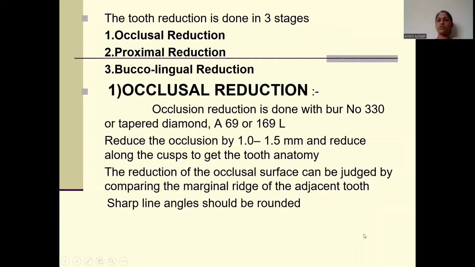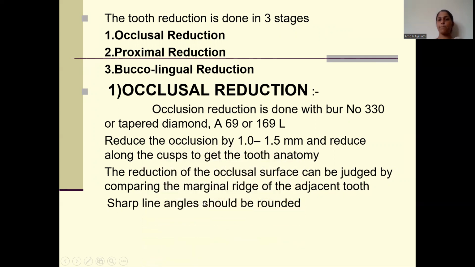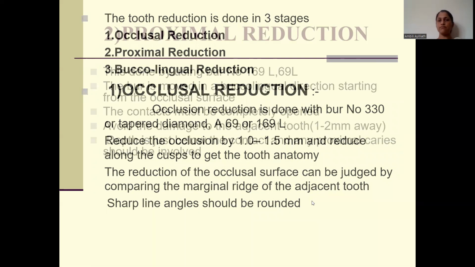Now, occlusal reduction is done with a burr number 330 or 169L burr. And usually the occlusal reduction, as you see in this picture, is 1 to 1.5 mm. We take the reference from the marginal ridge of the adjacent tooth. So it's usually 1 to 1.5 mm reduction of the occlusion. And then once the reduction is done, we have to round off the sharp line angles.